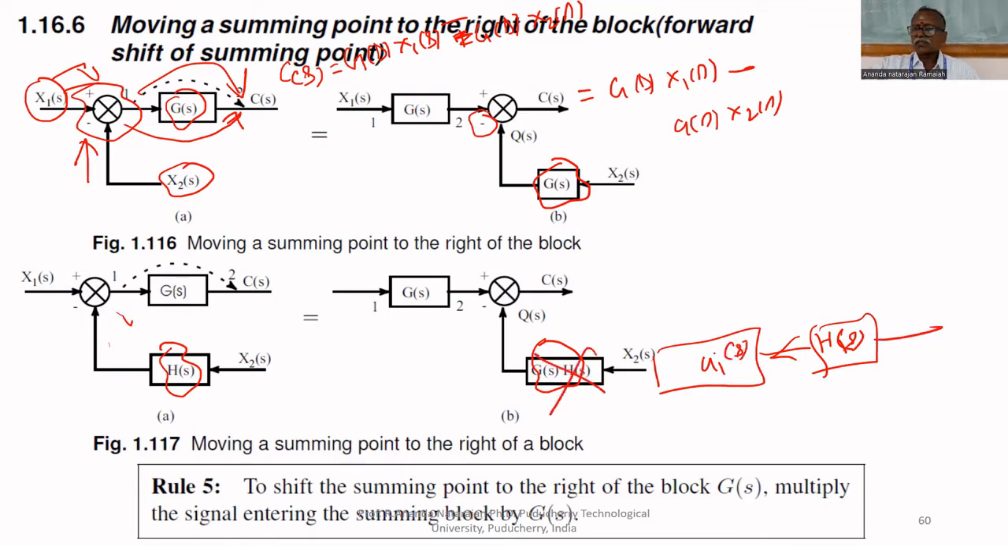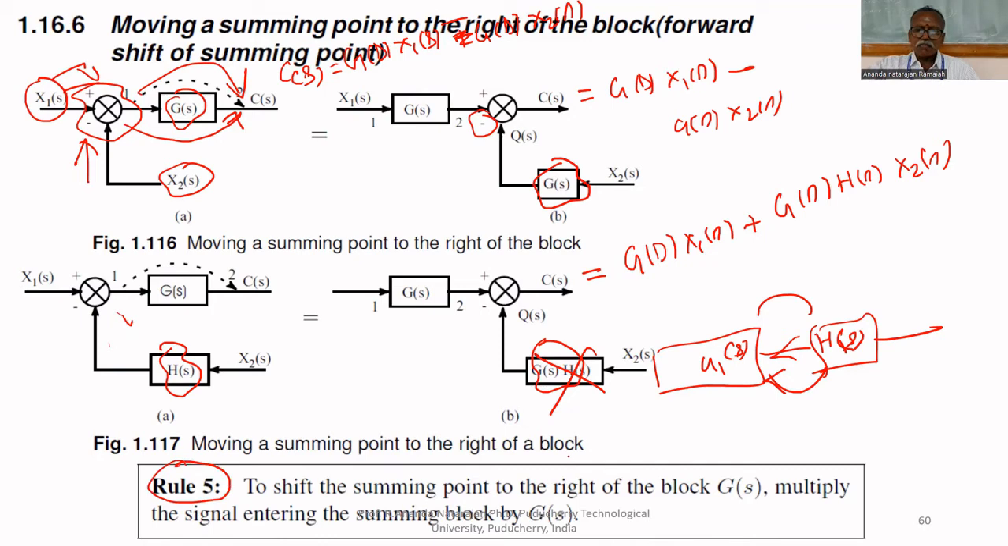In that case, what does the first rule say? These two blocks can be multiplied together. That's why we can write G of S, H of S. Then what you will get here, both blocks give the same output: G of S X1 of S plus G of S H of S X2 of S. So both give the same output. Therefore, rule number 5 is to shift the summing point to the right of the block, multiply the signal entering the summing block by G of S.